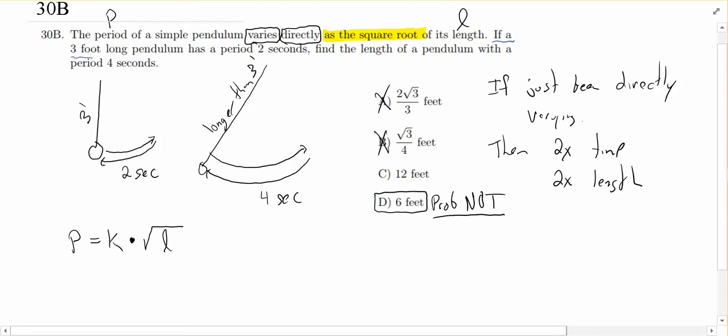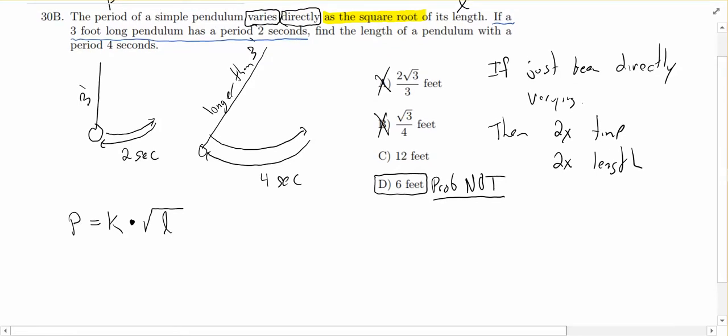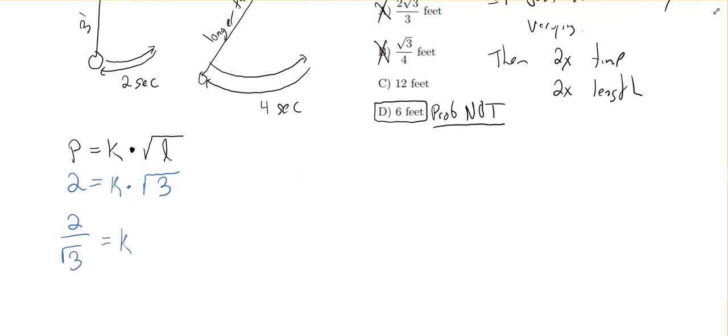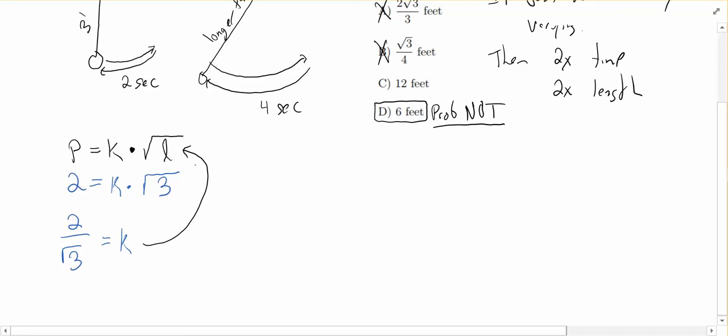Now we come to the second sentence. The second sentence gives us one full set of information that we can plug in so that we get all the values except for the k. So remember, k is what we're going to have to solve for. So if I plug in the 3-foot long pendulum, that's the length, and I plug in the period of 2 seconds, then I should be able to solve for k by dividing by root 3. Now, because this is not a final answer here, we don't really need to worry about rationalizing the denominator, but we'd plug it back in for the k that was in the problem.